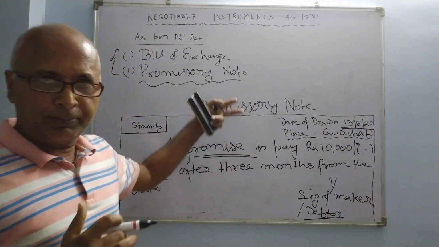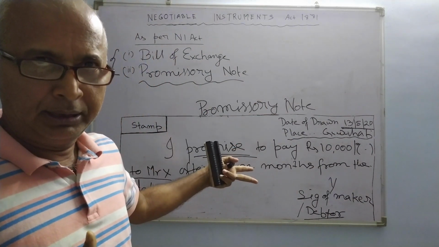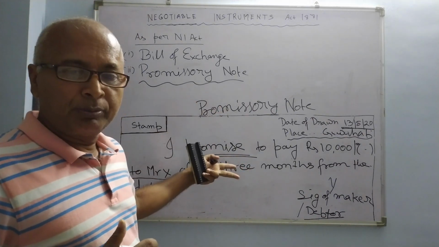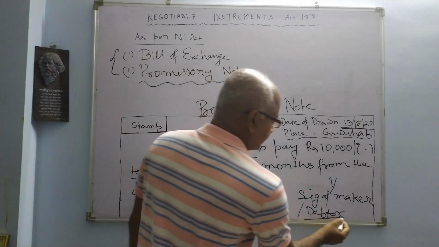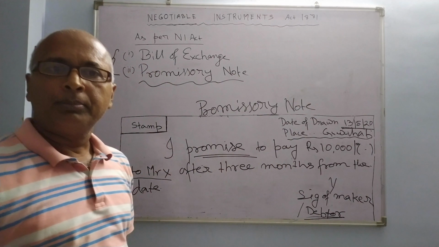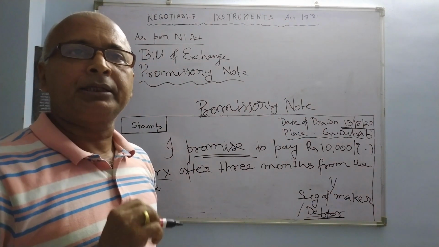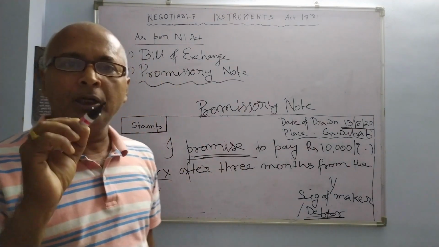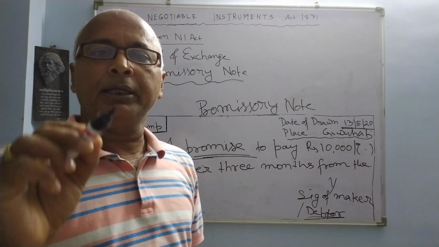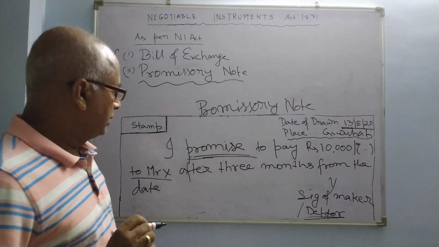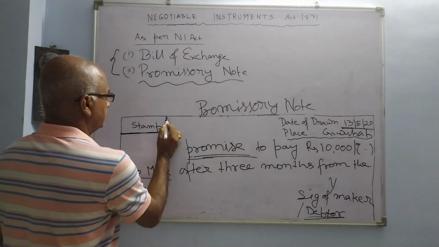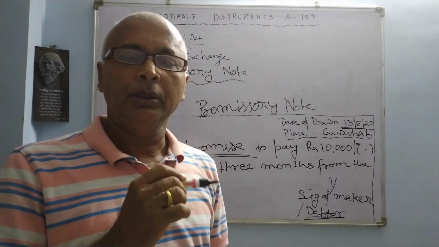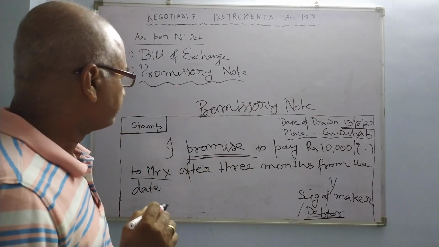Now let us compare the bill of exchange with the promissory note. The main difference between the bill of exchange and the promissory note is that a promissory note is written by the debtor, but a bill of exchange is written by the creditor. And a promissory note is an unconditional promise, but a bill of exchange is an unconditional order. Then both documents must be stamped as per the Indian Stamp Act, in the promissory note also and in the bill of exchange also.